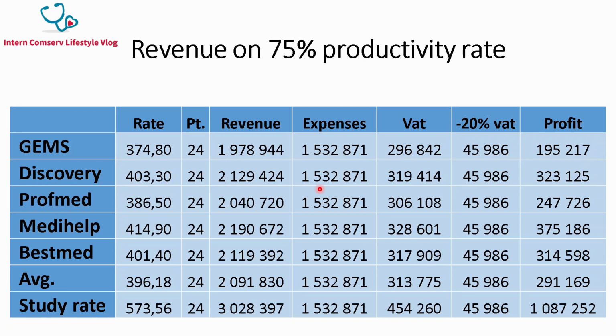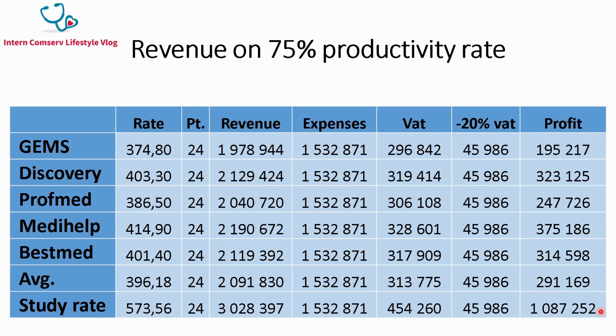Using the same technique, we look at Discovery 323,125, ProfMed 247, MediHelp 375, BestMed 314. The average is 291. And if the GP was using the study rate, he'd be getting 1,087,252 after paying VAT and expenses.